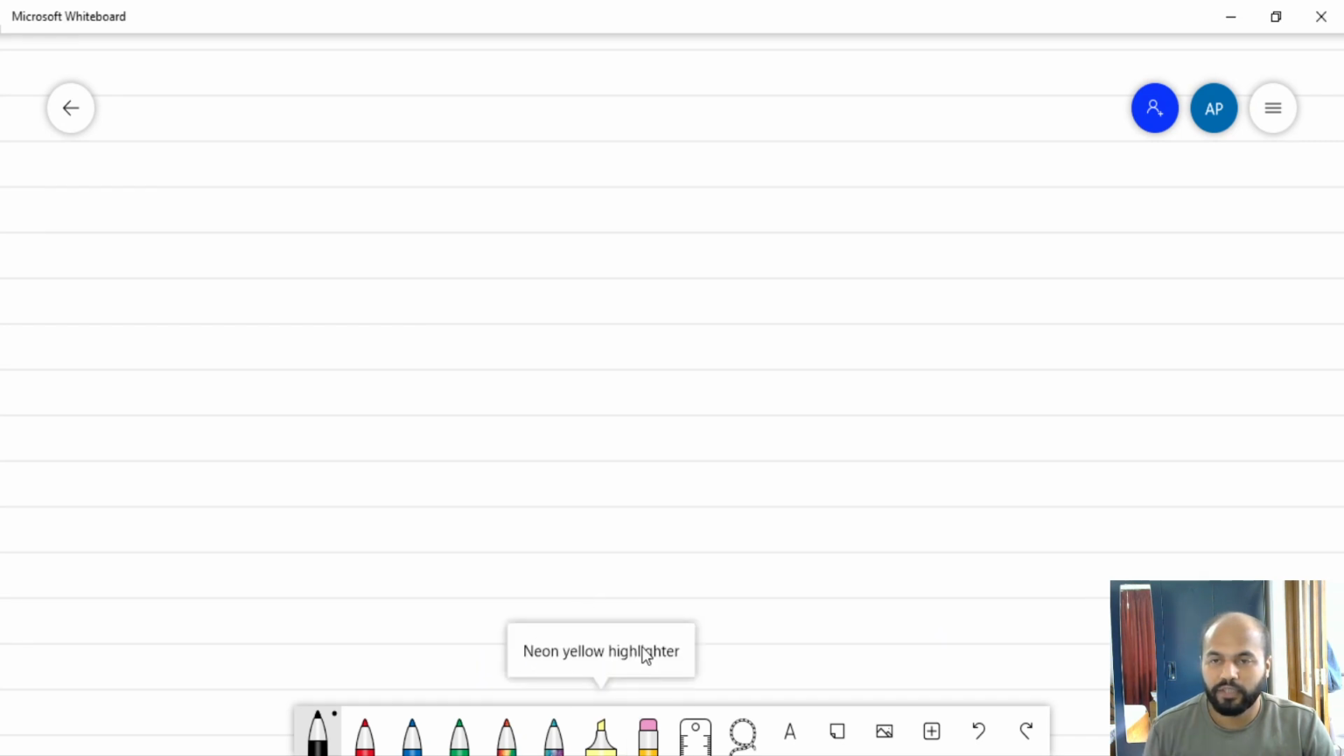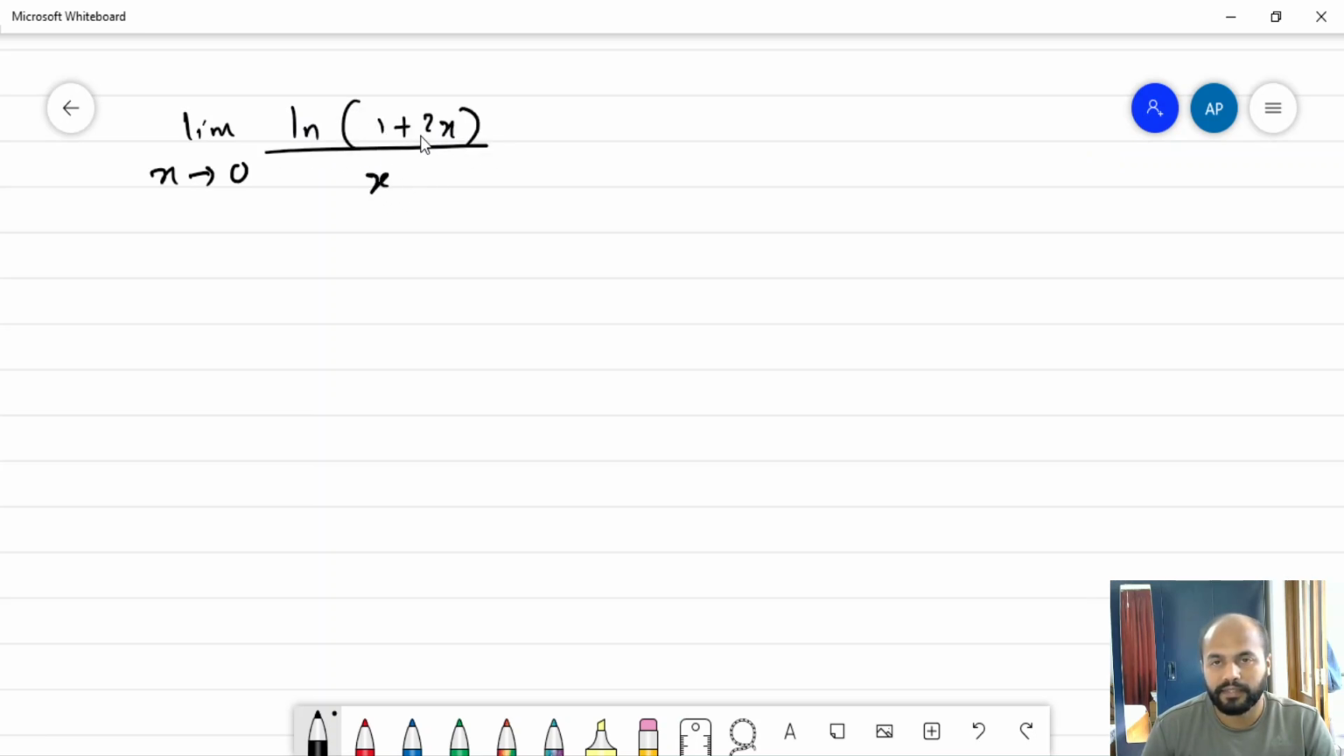Let us take some additional problems now of the logarithmic type. So the first problem is very basic. Limit x tending to 0 of ln of 1 plus 2x by x. Let's see what the answer is. So obviously all I have to do is multiply and divide by 2. So this answer is going to be nothing but 1 into 2, which is 2.